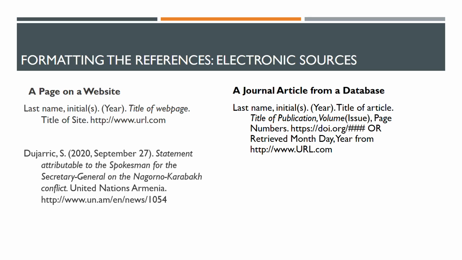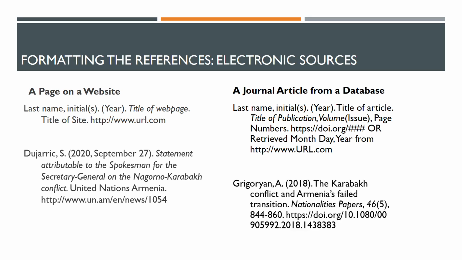So, given this template, we have the following example. Gregorian, comma, A period, parentheses 2018, close parentheses, period. Then the title, The Karabakh conflict and Armenia's failed transition, period. Then the journal title in italics, Nationalities Papers, comma, 46 in italics, and parentheses 5, close parentheses immediately after it, comma, 844-860, period. Lastly, we have the DOI number in URL format.